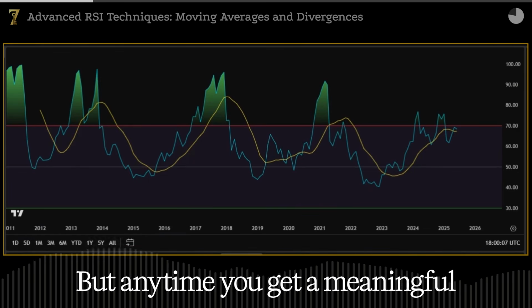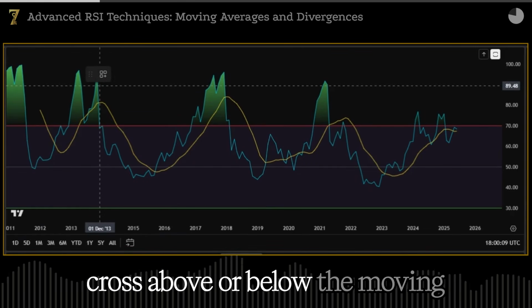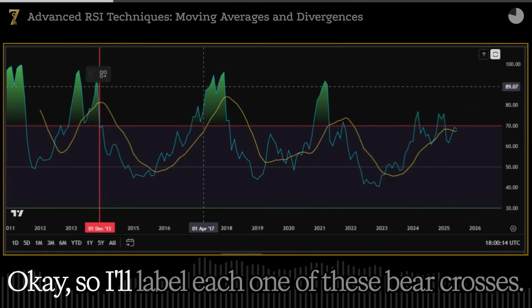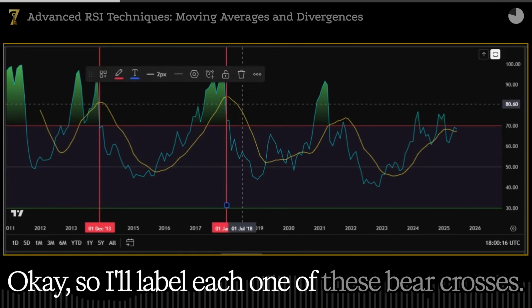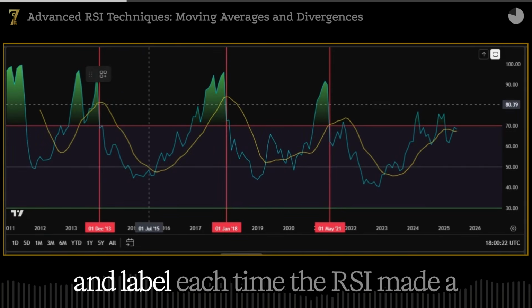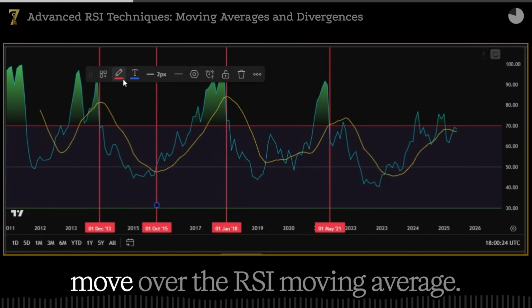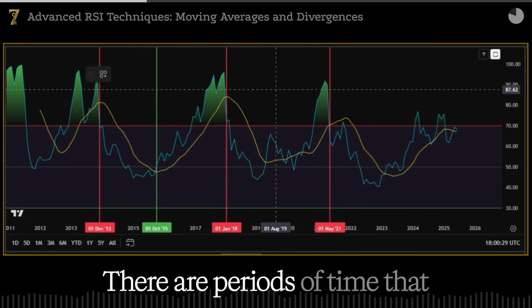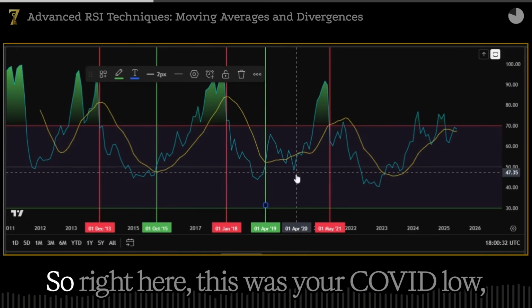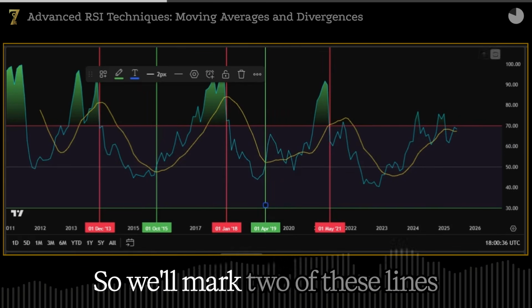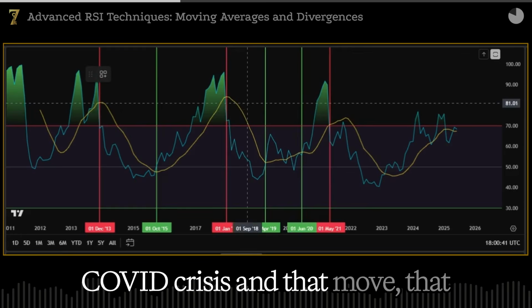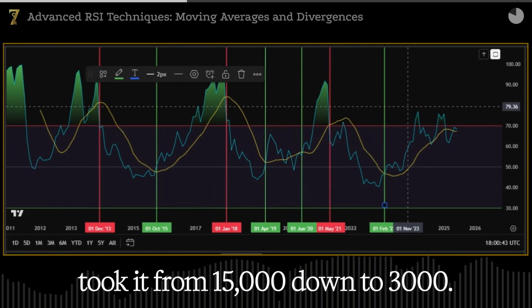But anytime you get a meaningful cross above or below the moving average, if it's below, it's bearish. Okay, so I'll label each one of these bear crosses. And then I'm going to come back and label each time the RSI made a move over the RSI moving average. So we'll do that. There are periods of time that sometimes will whipsaw you. So right here, this was your COVID low. This would have whipsawed a lot of people. So we'll mark 2 of these lines where we actually emerged from the COVID crisis and that move that took it from 15,000 down to 3,000.